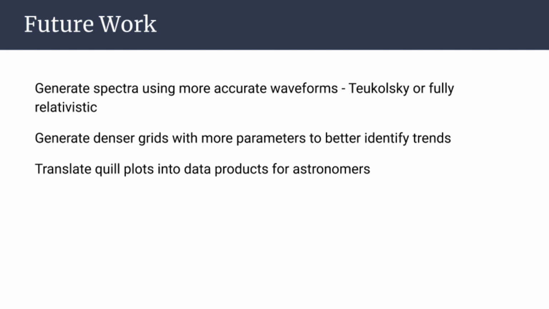Going forward, we want to be able to generate these plots using more accurate waveform approximants, like Teukolsky waveforms or even fully relativistic waveforms. Now that we have the code infrastructure in place, we also plan to generate denser grids with more parameters, like black hole spin and SLR, and use Quill plots to identify trends. Ultimately, we want to translate these Quill plots and related data products into something that can be used by astronomers to understand and communicate EMRI physics.